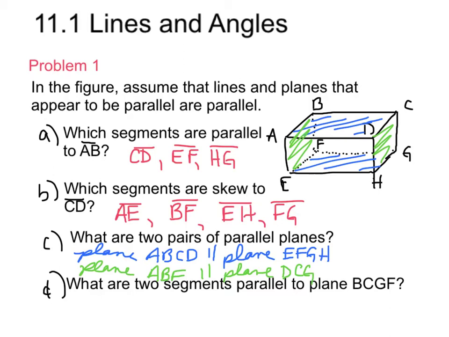The last question says, what are two segments parallel to plane BCGF? So I'm going to color that purple. That's the back part of this. It's kind of hard to see. So give me two segments that are parallel to that. You could say segment AD, and that's right here. It's parallel to the back, and segment EH.